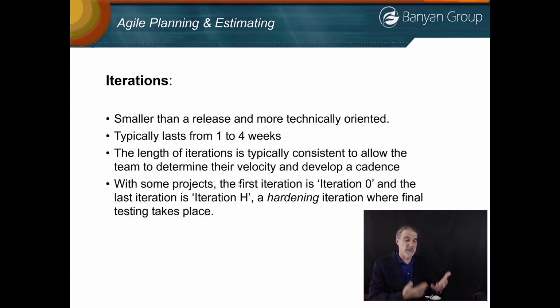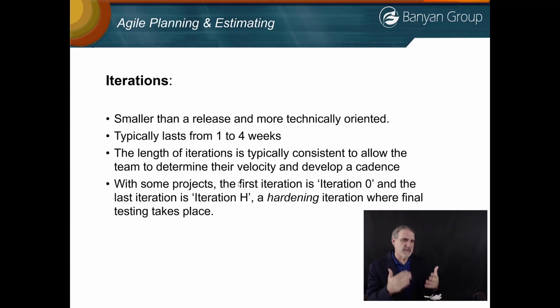So now let's talk about iterations. And iterations and sprints mean the same thing. Smaller than a release, more technically oriented. They typically last from 1 to 4 weeks, and the length of an iteration is typically consistent. It means that usually stays the same. Once you determine you're going to have a 2-week iteration, you'll usually keep it 2 weeks for the duration of the project, or 4 weeks, or 1 week, or however long you determine you would like to make your iterations.